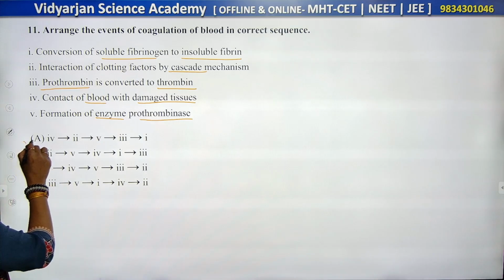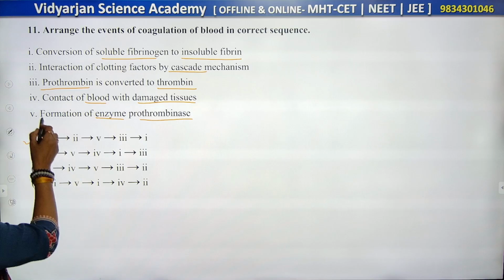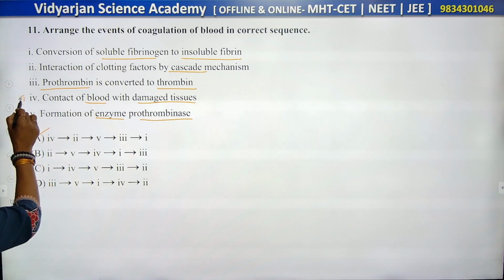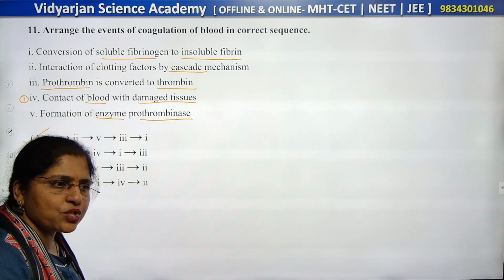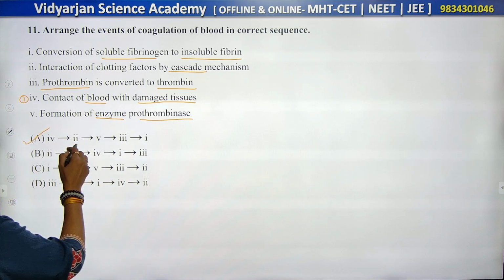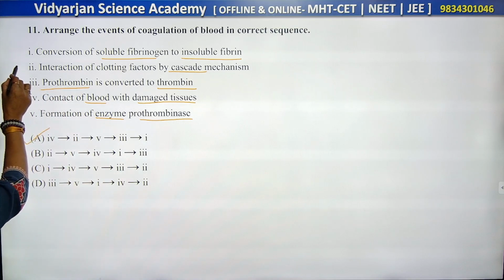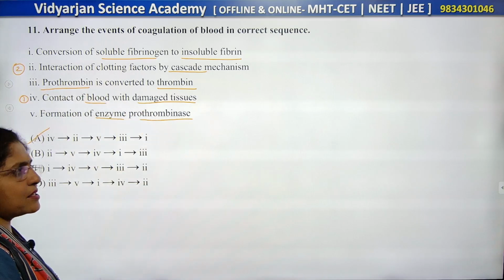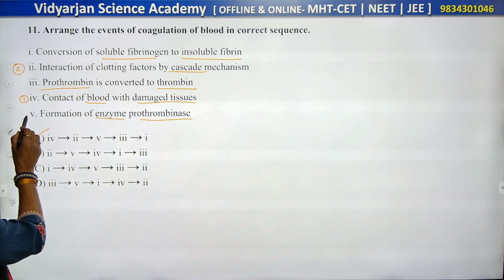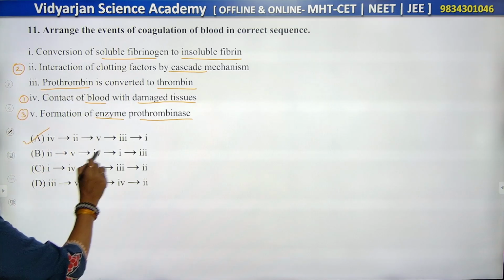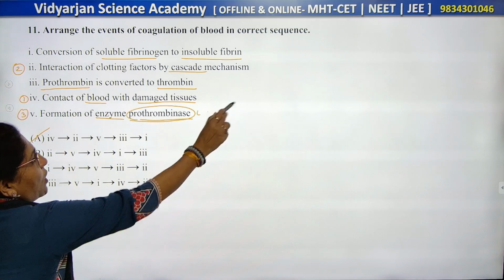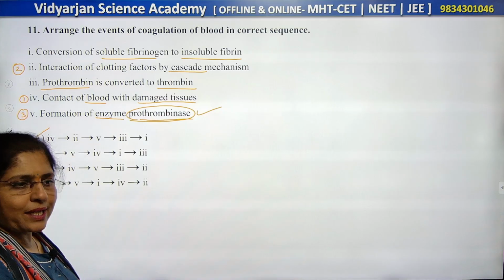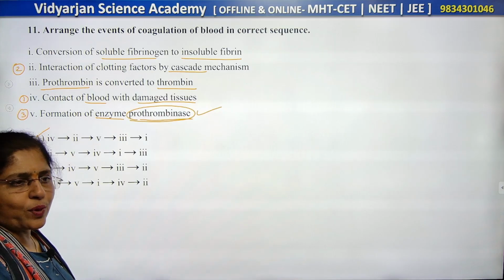So your correct answer here is A. Number 1, you should have contact of the blood with the damaged tissue, obviously. Number 2, this is the interaction of clotting factors into the cascade mechanism. Number 3, we should have the formation of enzyme prothrombinase. The role of this enzyme is very important, as we have seen in the earlier question.